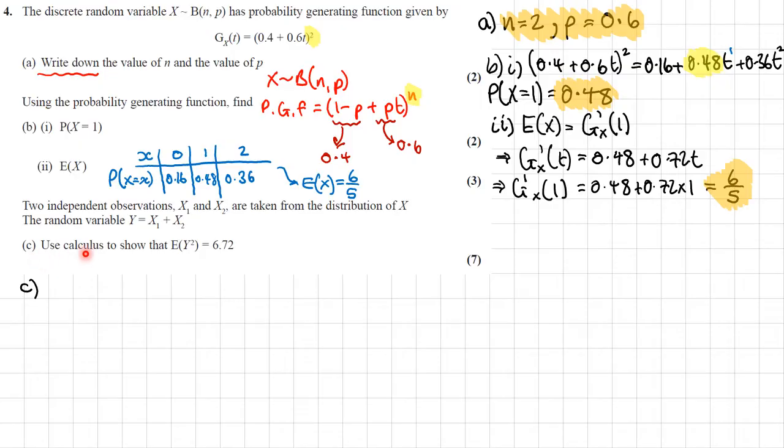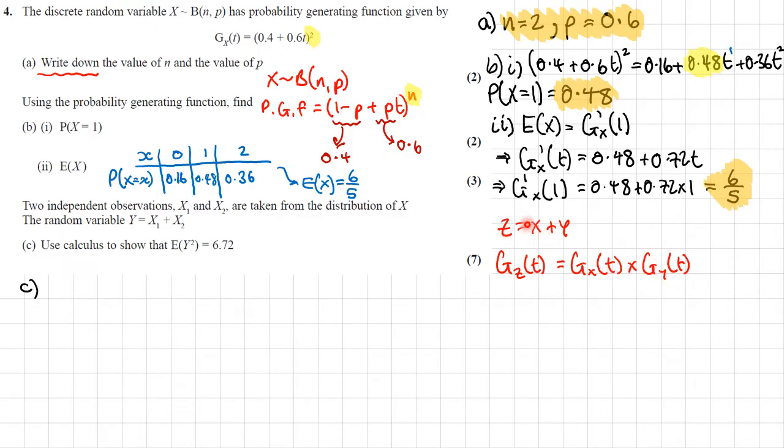Part C, use calculus to show that E(Y²) is equal to 6.72. Now the formula book tells us that if Z is equal to X plus Y, and X and Y are independent, then the probability generating function for Z is equal to the probability generating function for X times the probability generating function for Y.